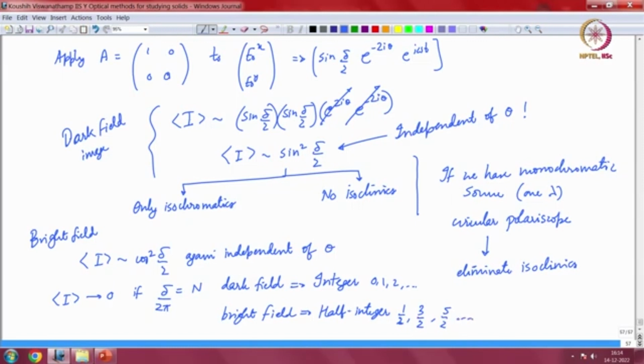It is just that the isoclinics are eliminated. So, it is a very clever way of distinguishing between the two. Okay, so, I think with that we have more or less covered the basic equations and the theory that goes behind this entire affair.